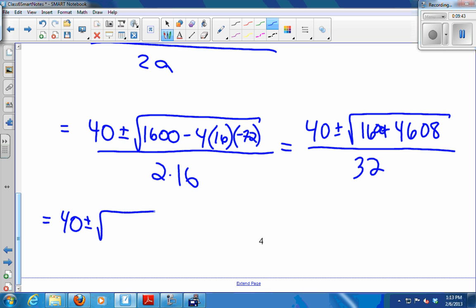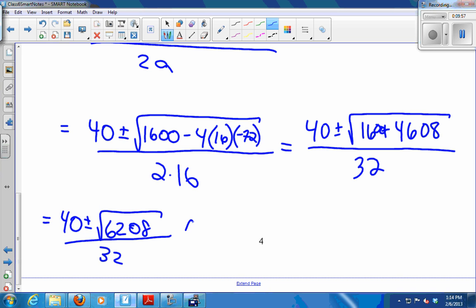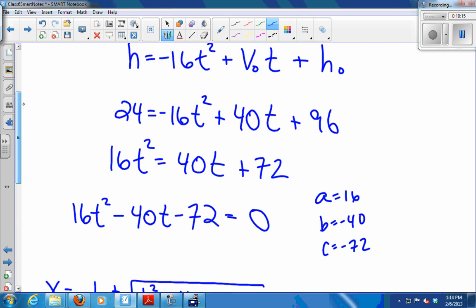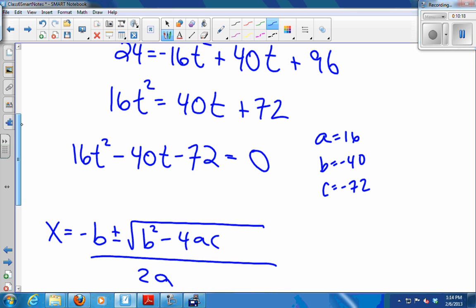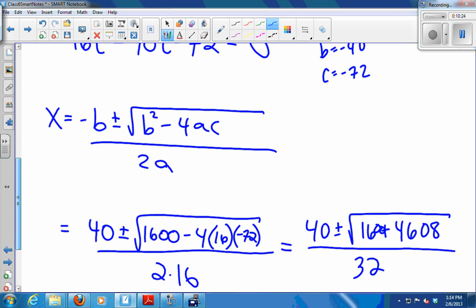40 plus or minus the square root of 6,208 over 32. And 6,208, if I square root it, I get 78.8. My A is not negative 16. It depends on which side I put everything on the equation, and I moved everything so that the 16t squared would be positive. So yours might be negative if you did it a different way. It's okay.